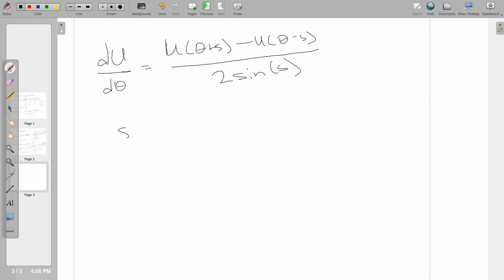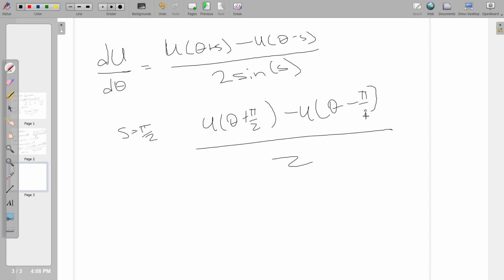So for example, if we choose s equals pi over 2, this becomes 1. So it just becomes u of theta plus pi over 2 minus u of theta minus pi over 2, all over 2. But you can choose s to be any value, and this will work. This isn't always the form that you'll see it in, I guess it depends what background you have. But this is the form as presented in the paper Estimating the Gradient and Higher Order Derivatives on Quantum Hardware, and I'll link these papers down below.